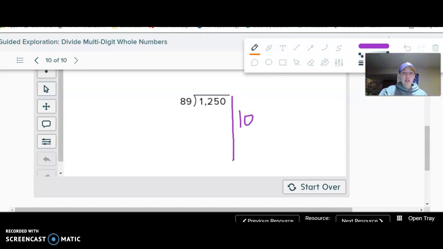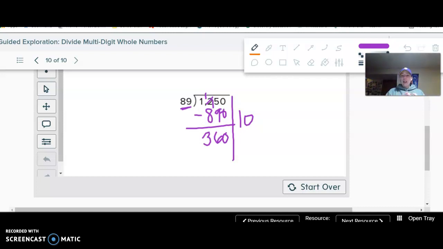I'm going to start with 10 groups of 89, which is 890. Again, I'm trying to see how many groups fit, so I'll start with 10 groups and see how that works. 11, 15 minus 9 is 6. 11 minus 8 is 3. 360. Okay, not too bad. Can't fit another 10 groups.